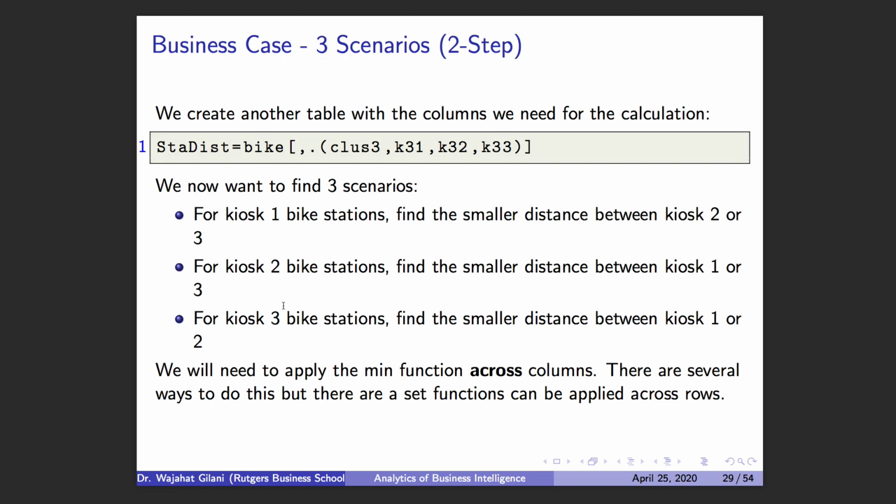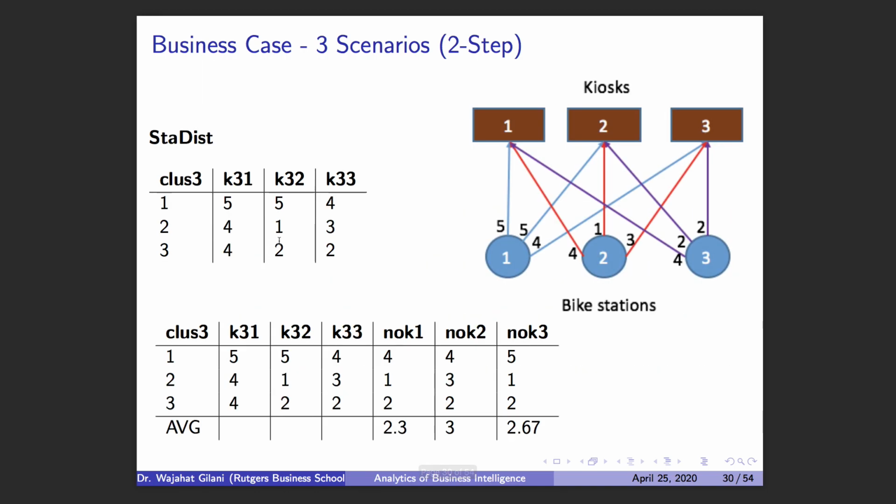All right. Now we're going to have to apply something different. We're going to have to apply a minimum function going across columns. We can apply these minimum functions going down the columns. We've done that. But what about if we want to do it row-wise across the row? Right? We need to apply the min function now going across the row. There are several ways to do this. There are a set of functions that we can apply to do this, right?